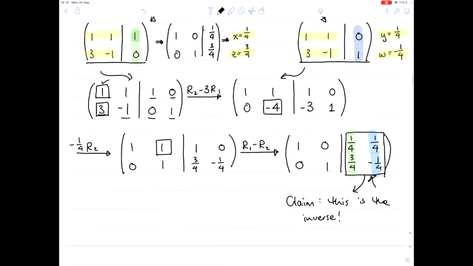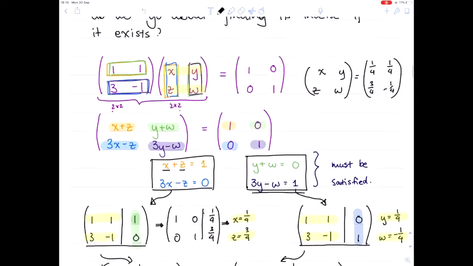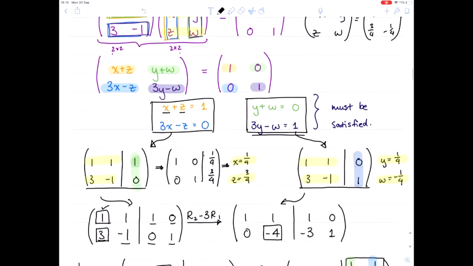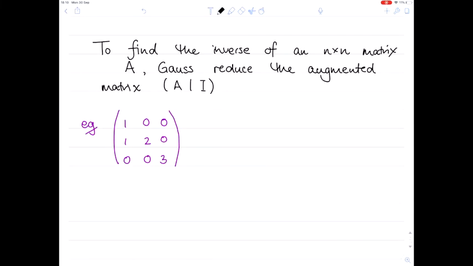So we have now used our Gauss reduction not only to solve systems of linear equations, but to find inverses for matrices. In explaining how this all worked, this probably looks a bit horrific. So let's just summarize what we've got. To find the inverse of an n by n matrix, A, what we want to do is Gauss reduce the augmented matrix given by A on the left-hand side and the n by n identity matrix on the right.